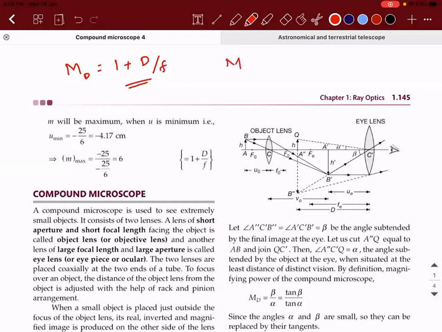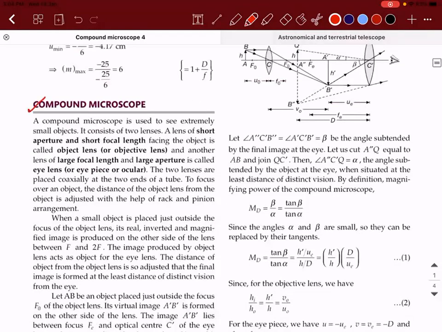Then what is the magnifying power when the image is formed at infinity? It is d by f. I hope you have revised it and understood thoroughly how these values have come, right? Then today's class will be very easy for you to understand. Listen. So the next concept is the compound microscope.